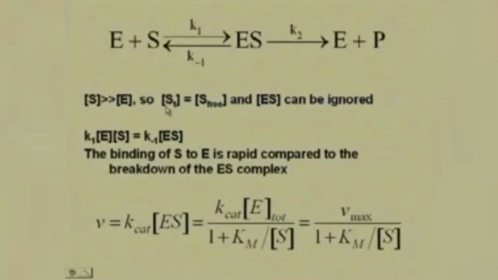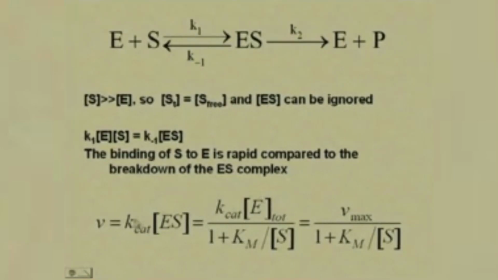So what we have is, the total enzyme concentration is equal to the free enzyme concentration. And what are the other assumptions we make? That the binding of the substrate to the enzyme is rapid. So what do we have? We have a rapid formation of ES and a slow breakdown of the complex, making K2 small and K minus 1 small. So what is K2? K2 is a rate limiting step.